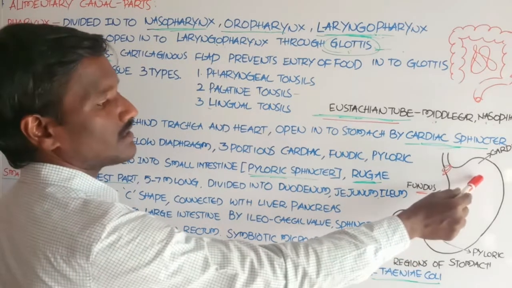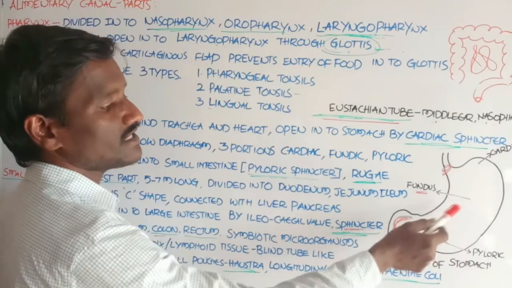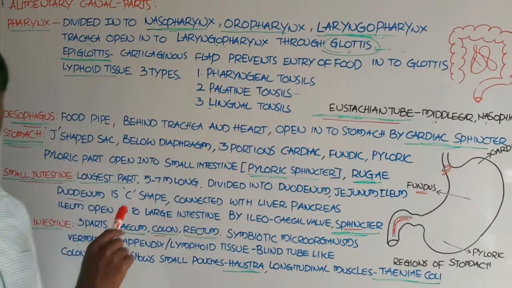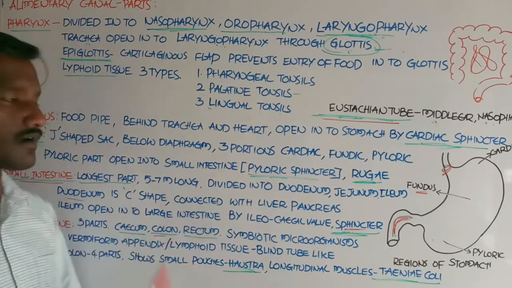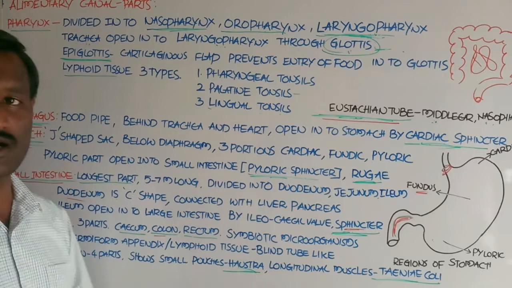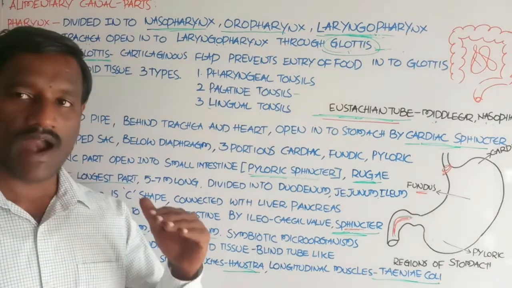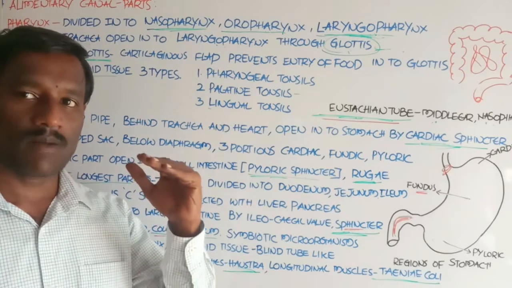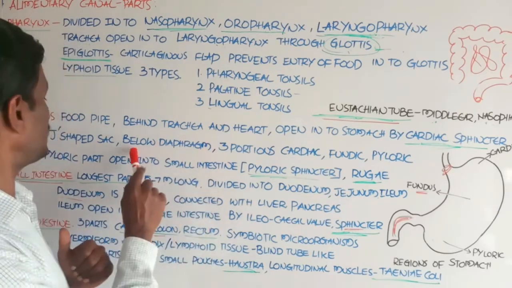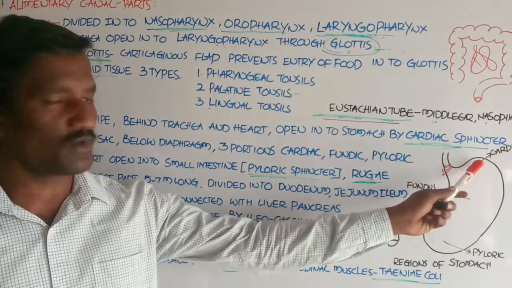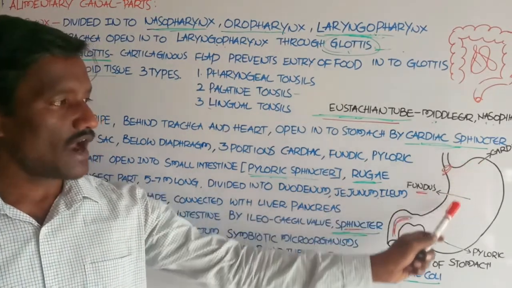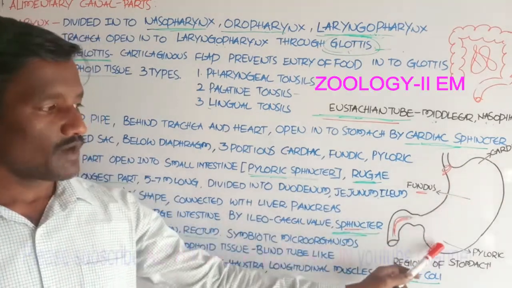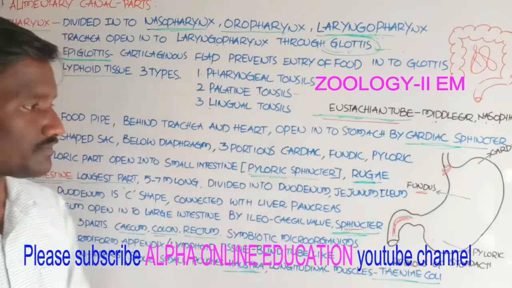And another one is the stomach. This is the diagram that shows the different regions of the stomach. It is a J-shaped, dilated, distensible sac. It is located below the diaphragm, at the upper left portion of the abdominal cavity, and consists of three portions. This is the cardiac portion, and the fundus portion. It is the largest part or main body, and the last one is the pyloric portion.